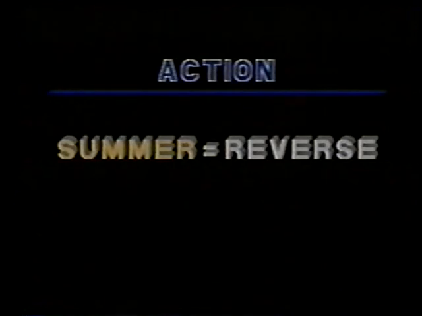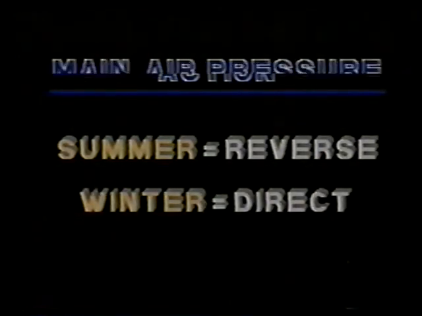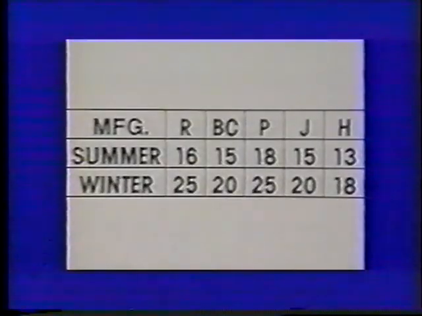Indexing the summer-winter thermostat from the summer mode, where the output signal is reverse acting, to the winter mode, where the output signal is changed to direct acting, is accomplished by changing the main air pressure from 16 psig in the summer mode to 25 psig in the winter mode. Models are available to operate on slightly different pressures to replace competitive devices.